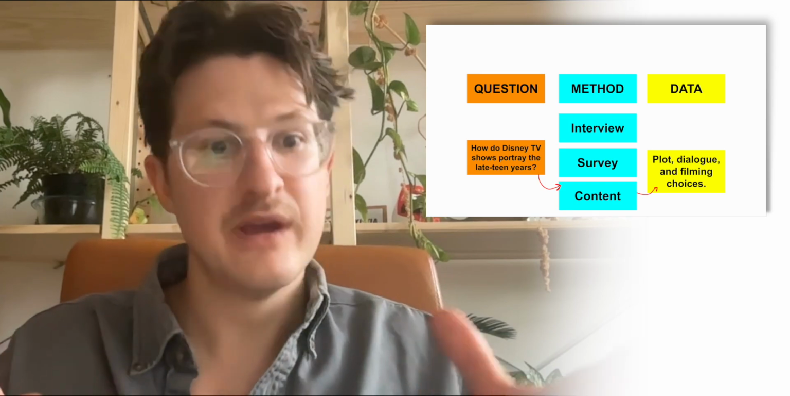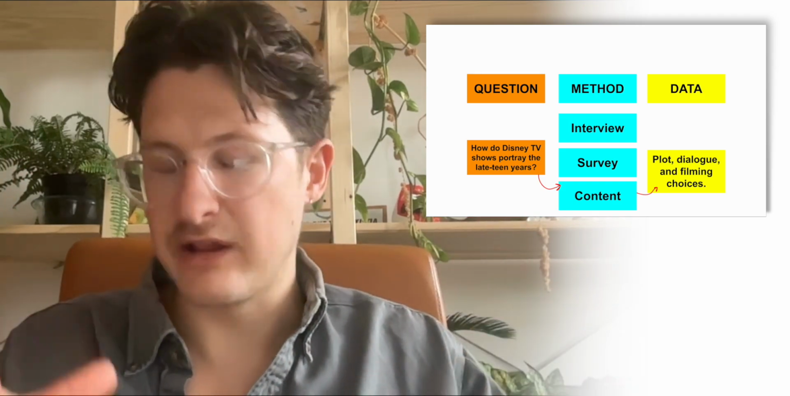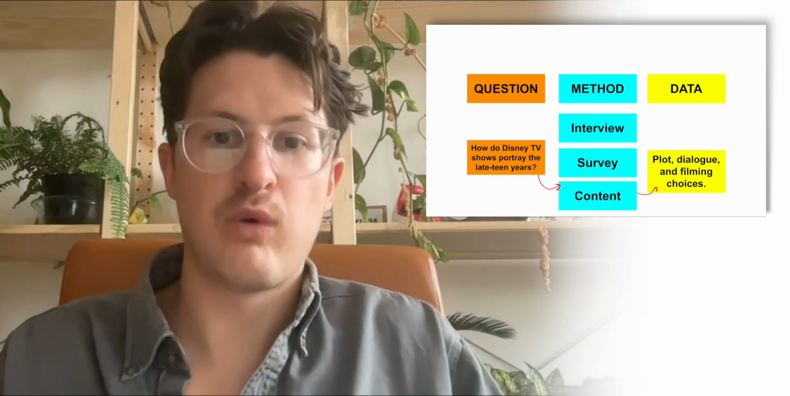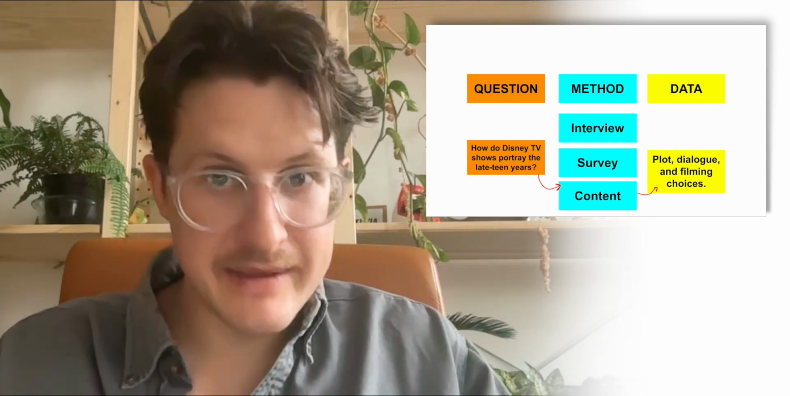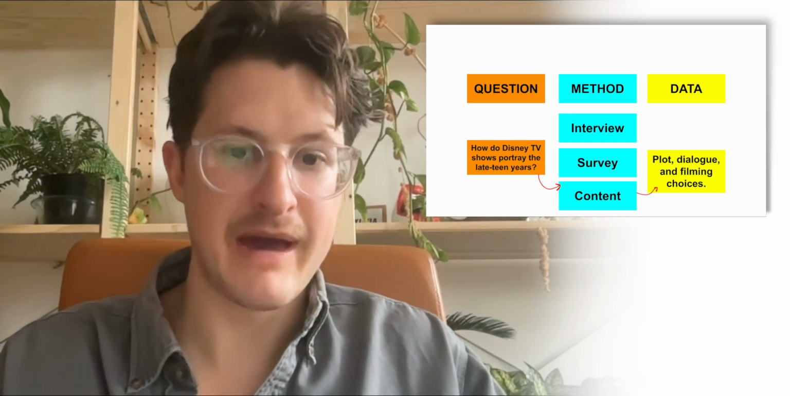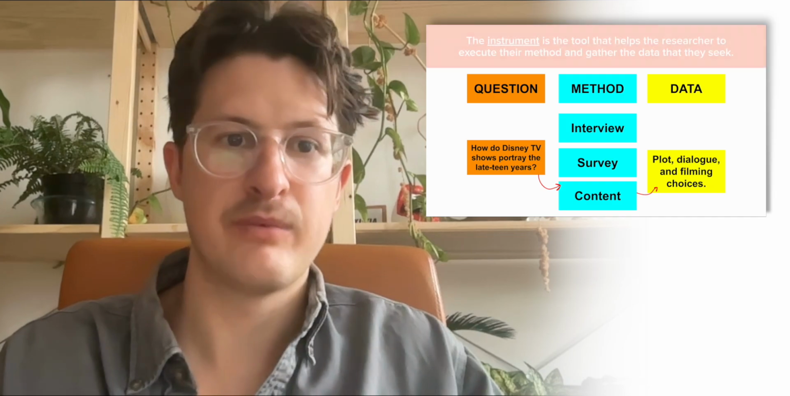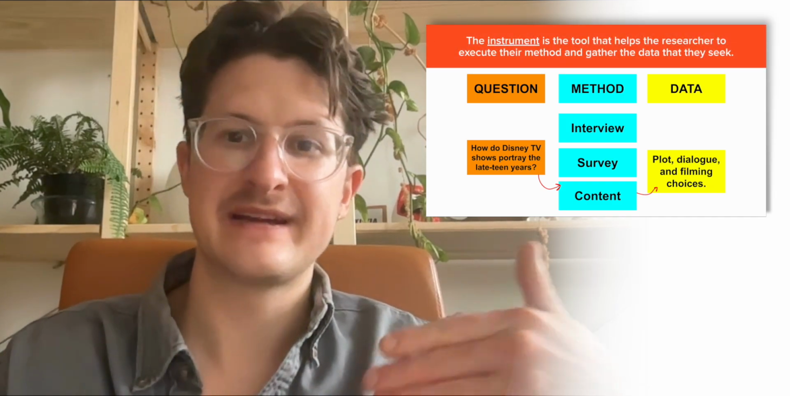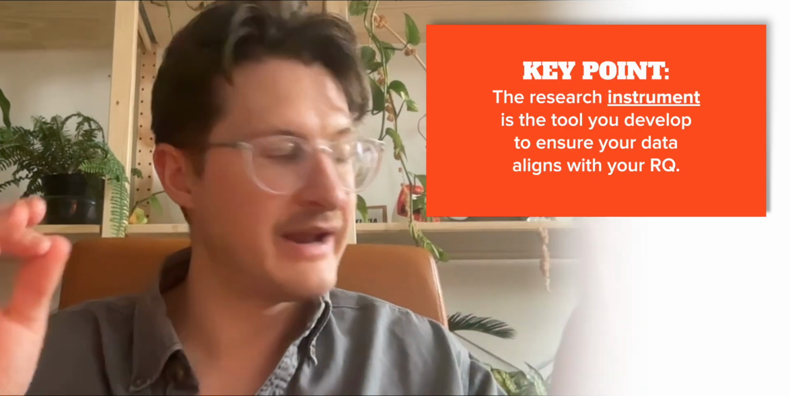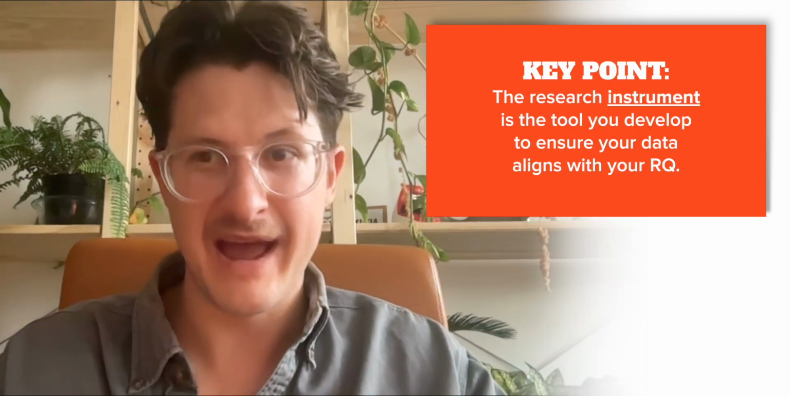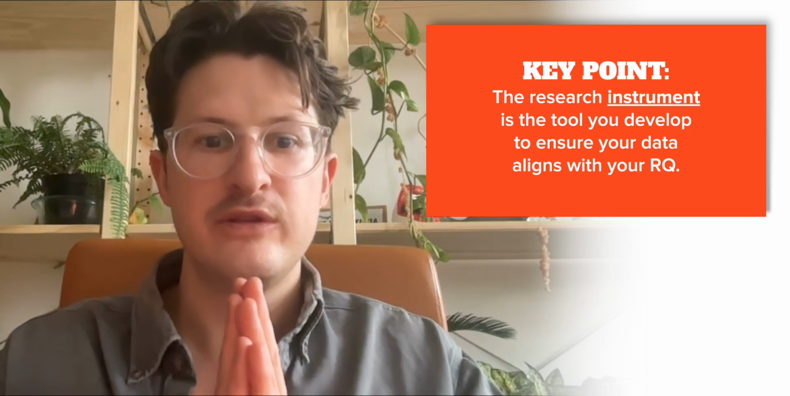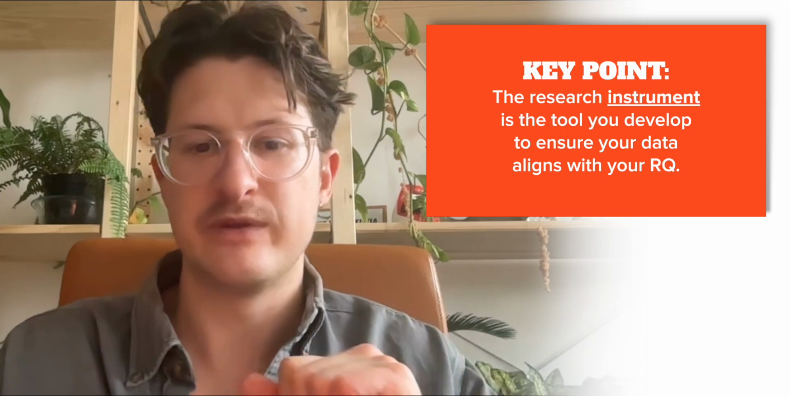And the instrument would help them methodologize, convert that into quantitative or qualitative data, which can be a difficult process for them, but it's way more difficult if they pick the wrong method. So here's another example of how important it is. Once they have a method selected, then they design their instrument. All right, key point. I've already mentioned it. I'm just driving it home as we wrap up here with the method section. The research instrument is the tool you develop to ensure your data aligns with your research question.